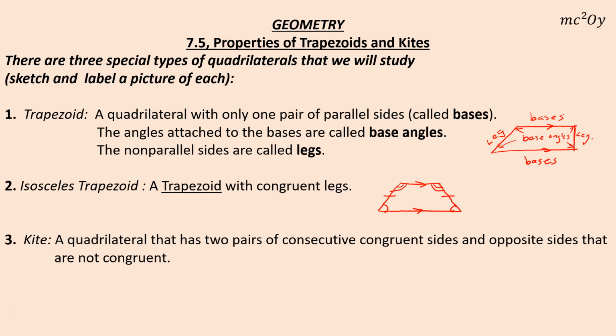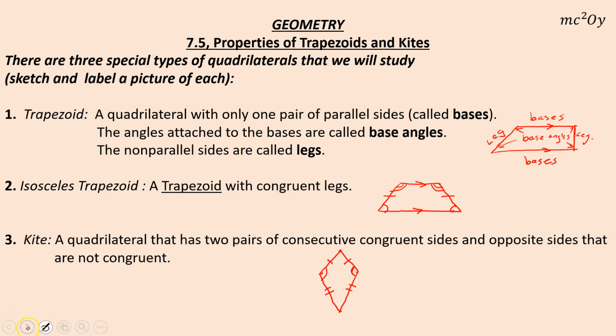A quadrilateral that has two pairs of consecutive congruent sides and opposite sides that are not congruent is called a kite. So a kite, if you can just picture more of an old school kite there. A kite has adjacent sides that are congruent and opposite sides are not congruent. You have one set of opposite angles congruent on the kite. All right, so that's what we've got. I tried to clean up that drawing a bit.